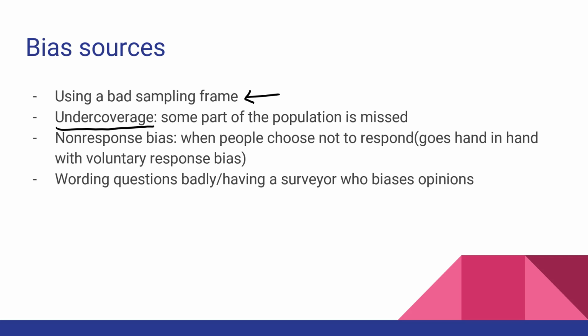And finally, you have the surveyor's problems. So you could word a question badly, or have a surveyor that already biases opinions. So for example, if you have a tattooed person going out and asking people their opinion on tattoos, this is one major source of bias that you need to try to avoid. Another one is the way you word the question. If you use really strong words, you're likely to introduce some bias as well.